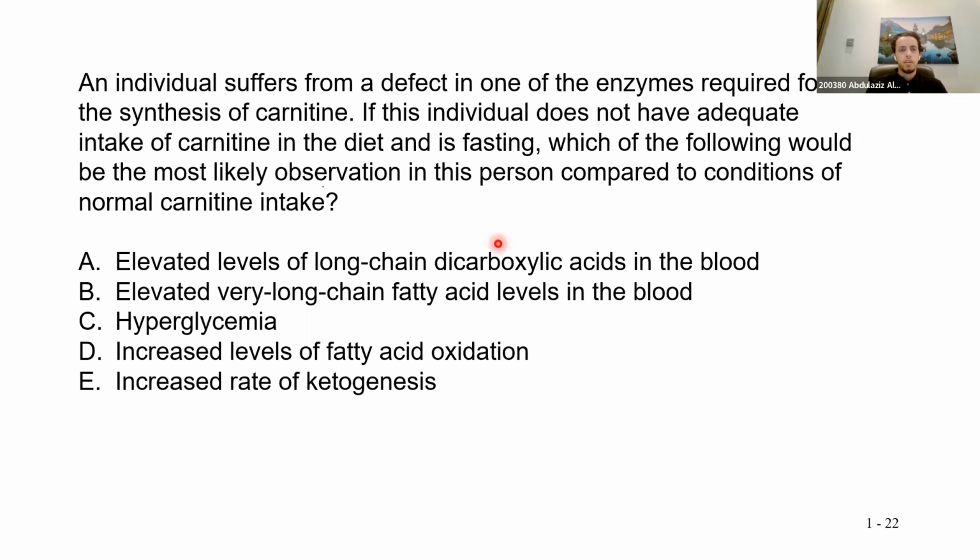Okay, yes. So I think you guys have got this. So A is not even involved in fatty acid oxidation. Dicarboxylic acid is not a thing with fatty acid oxidation. So it will not be involved in this process in the first place. So it would not be elevated. So B, it would be elevated because we cannot bring long chain fatty acids into the mitochondria. So they will be elevated because we cannot break them down.